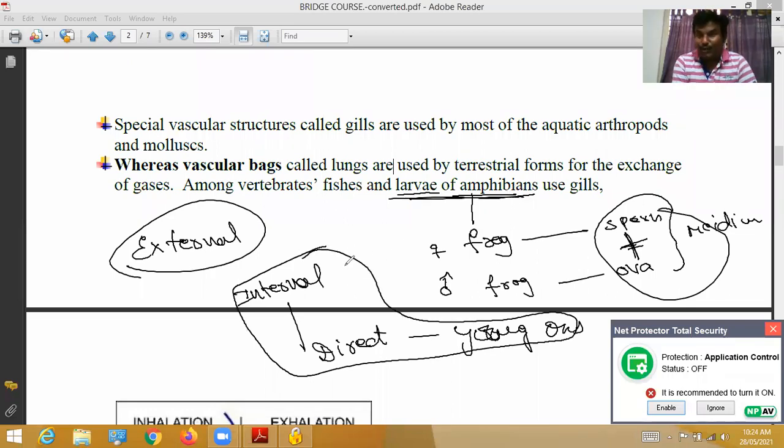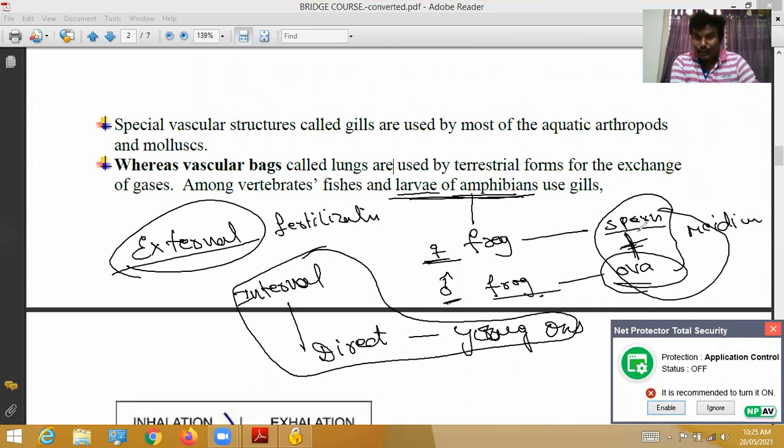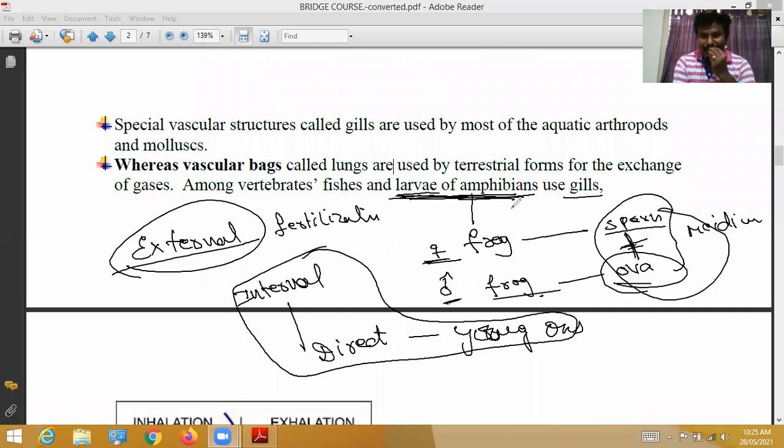But in amphibians, it is not like that. The female frog releases ova into the external medium. In between them, fertilization takes place. That kind of fertilization is called external fertilization. After fertilization, those fertilized eggs gradually turn into larva. Frog belongs to the amphibians, so we call them larva of frogs. Those also use gills. That is the larva of amphibians, they use gills.